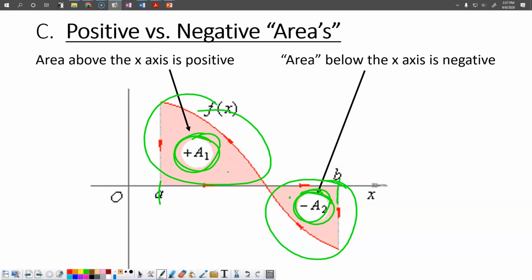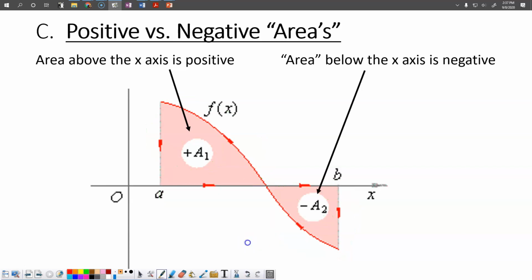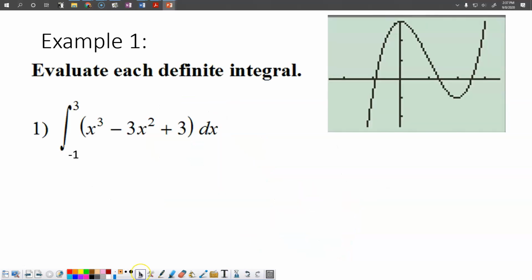We're just going to keep them positive and negative and let the answer come out what it naturally is, okay? But that is area under the curve. So this thing is asking us to evaluate each definite integral.